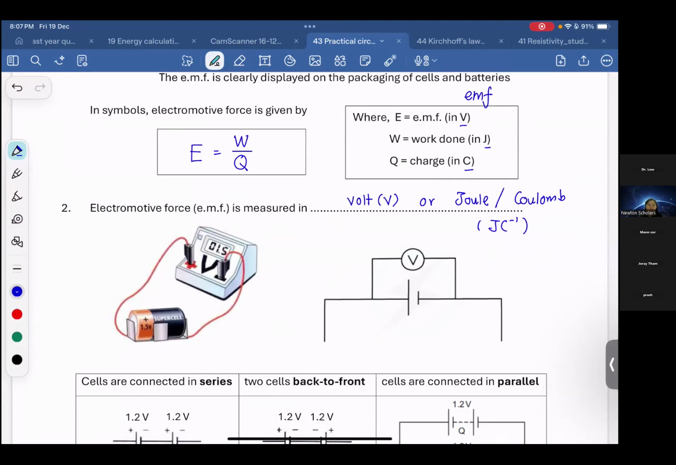How do we measure the EMF of the battery? Sometimes after we use it for a long time, the battery will drop. The voltage will drop, the EMF will drop. So we can measure it by using a voltmeter. The voltmeter is connected in parallel.